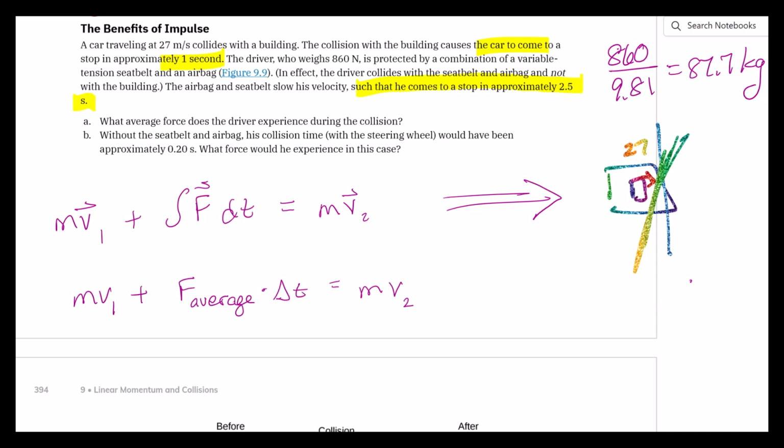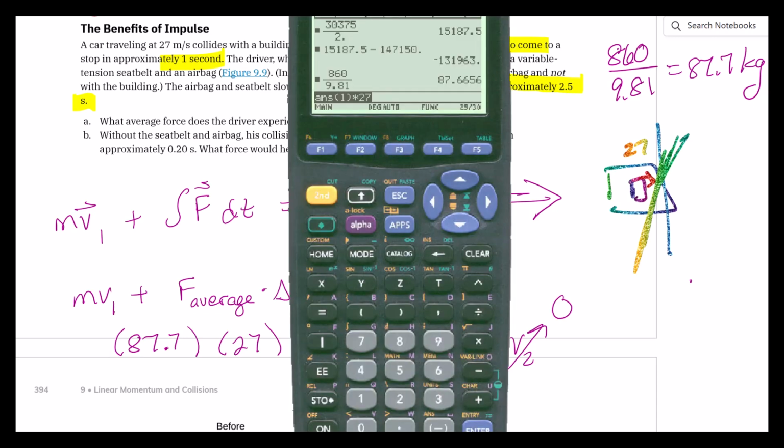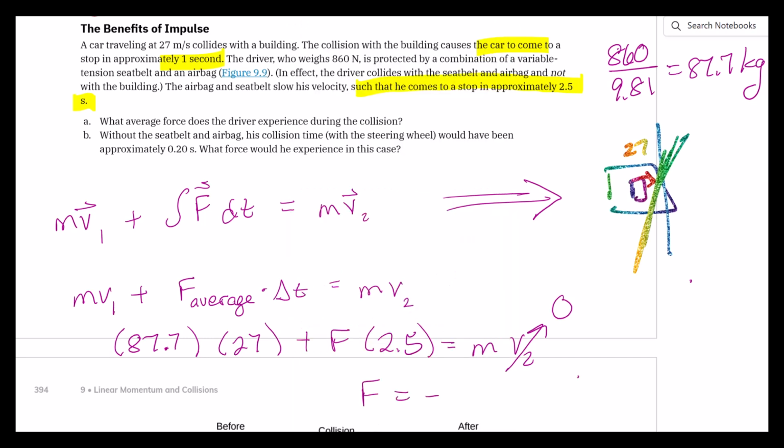So let's look at that. Okay, so we've got his mass is 87.7 times 2.5 seconds equals some unknown F times, oh, I can't spell. That's not where the 2.5 goes. 27, 2.5. And this equals his mass, but the velocity when the car crashes is 0. So 87 times 27 divided by 2.5 is going to be actually negative 947. Right, because if I do the math, I'll get negative 947.